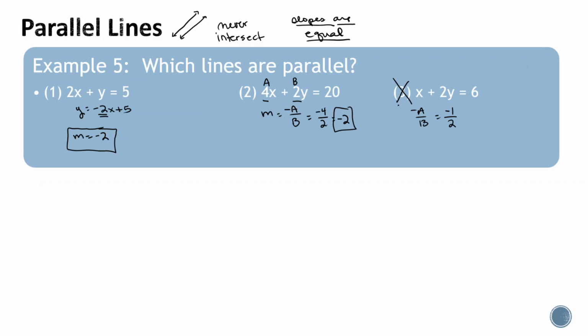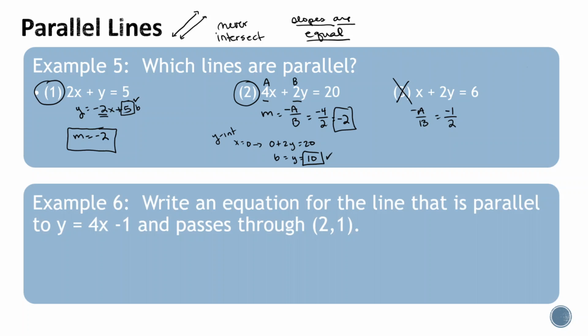This one is not. Now we do also need to check that they're actually not the same line, so we need to look at the y-intercept. Here the y-intercept is 5. For this one, the y-intercept occurs when x is 0, so that'll give me 0 plus 2y equals 20, so y is 10. Because these are not equal, they are not the same line. So we have equal slopes and unequal y-intercepts, so number 1 and number 2 are our parallel lines.